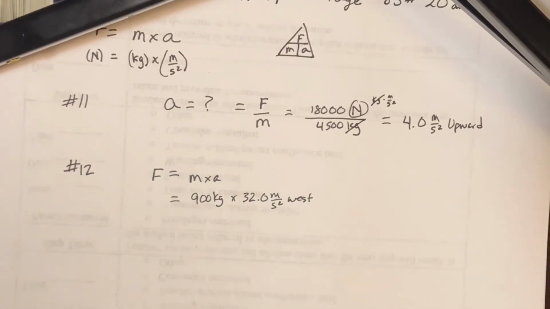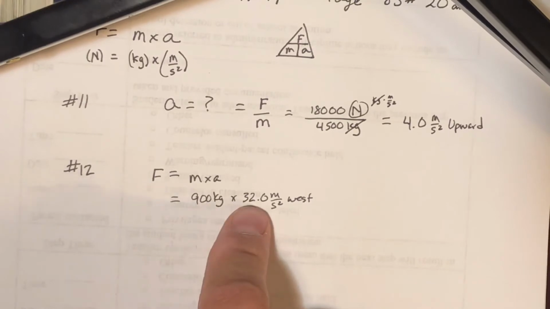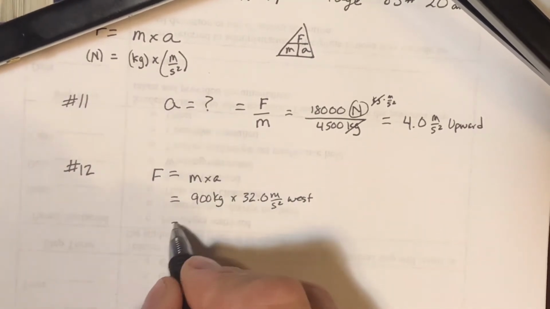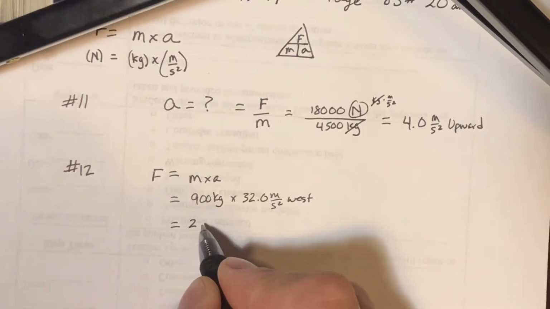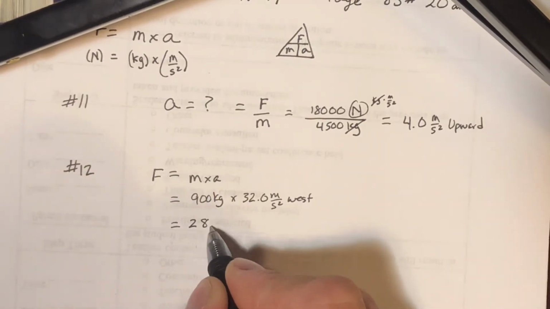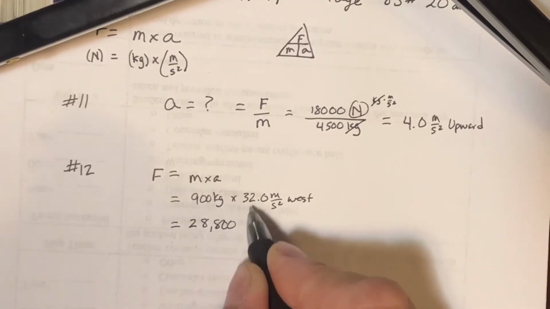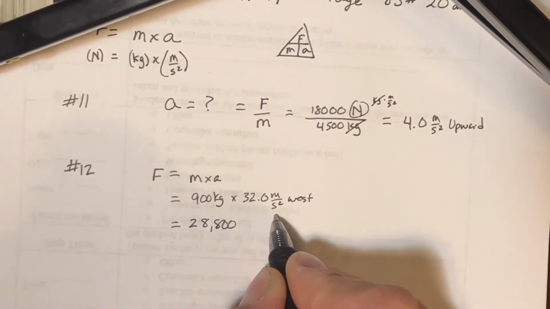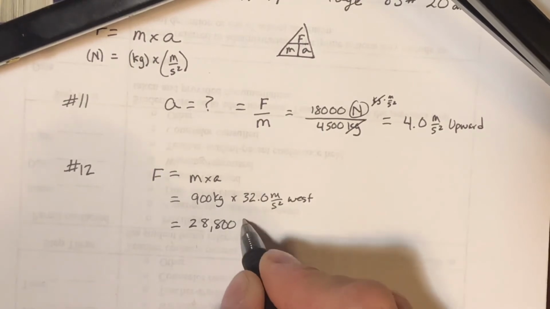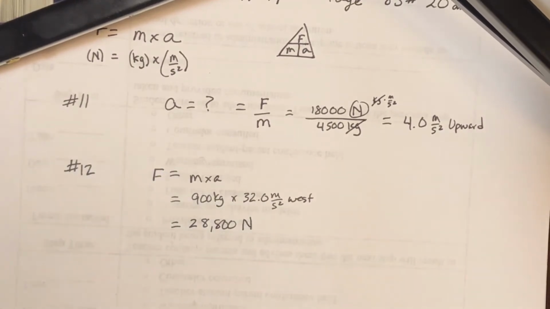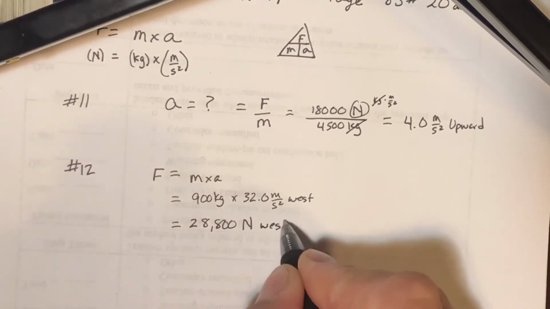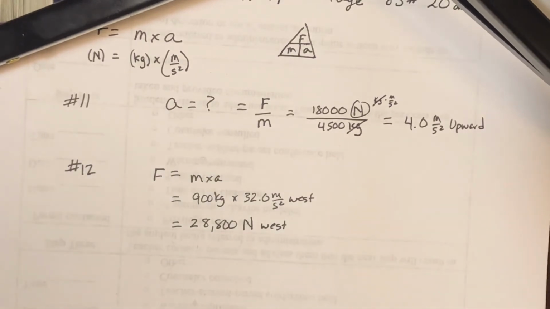So then we take the calculator, 900 times 32, we punch it into the calculator, and we will end up with, I believe, 28,800. Now this is kilogram meters per second squared, which is the same thing as a newton. So that's how much force it had to be putting into it, and it was in the direction towards the west.